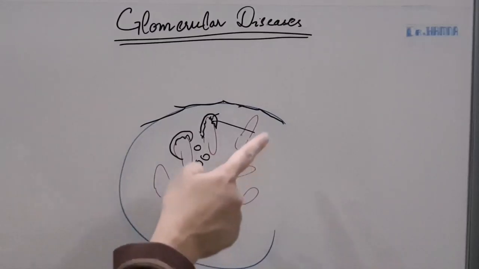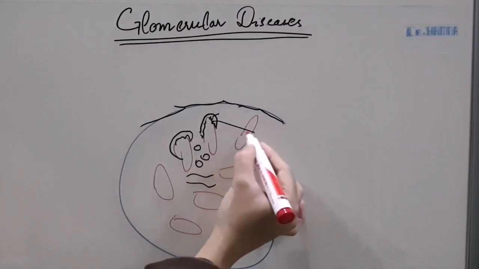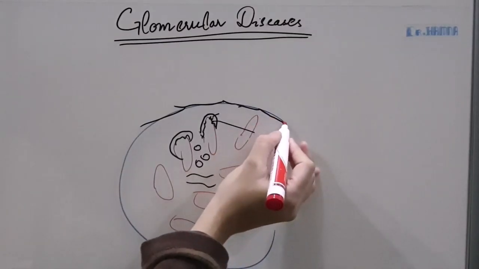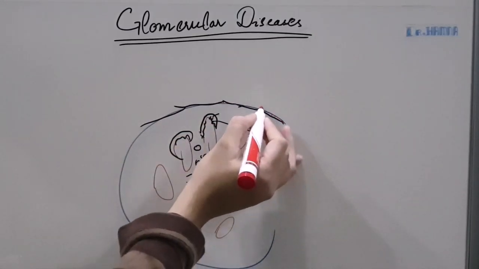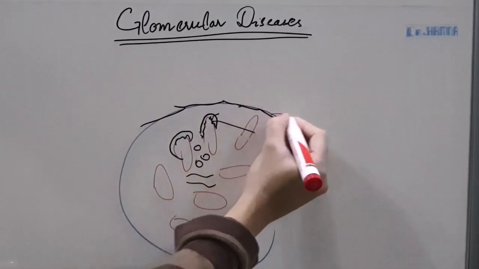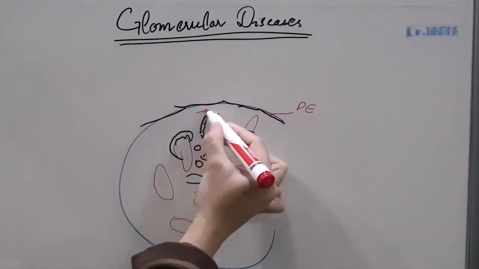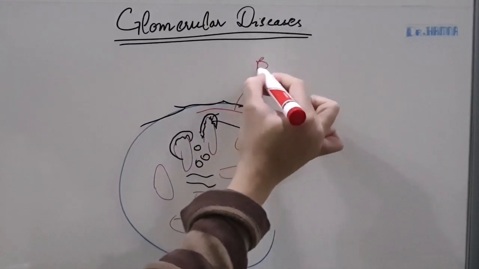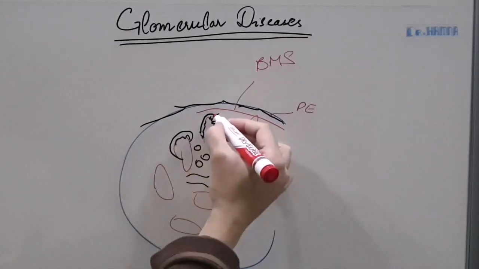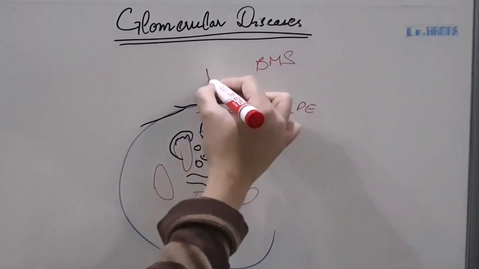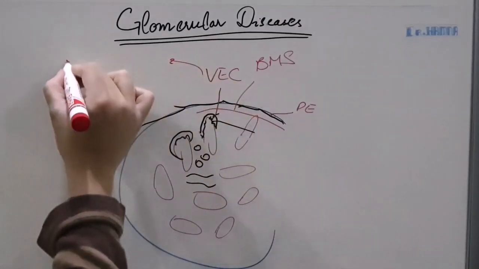So first of all, in a normal glomerulus, we have the blood vessels. This is basically the outer wall of the glomerulus. It is lined by parietal epithelial cells. These are the parietal epithelial cells. Then we have this space. This space is basically Bowman's space or urinary space. Then we have these vessels and these visceral epithelial cells. Visceral epithelial cells are also known as podocytes.